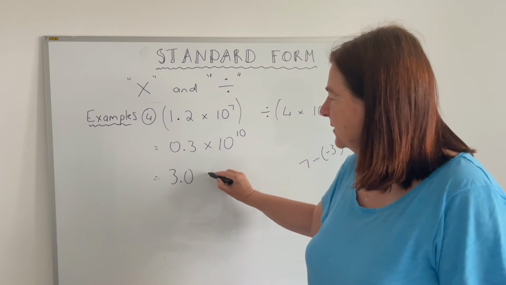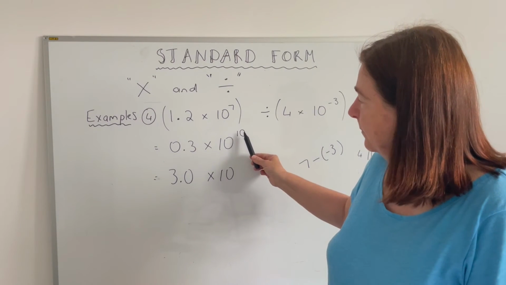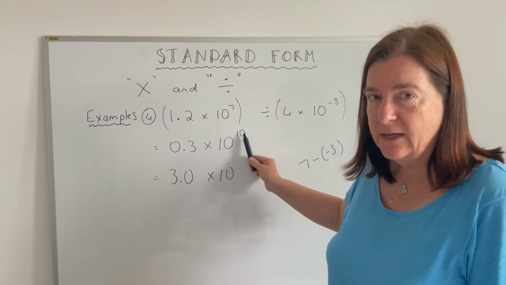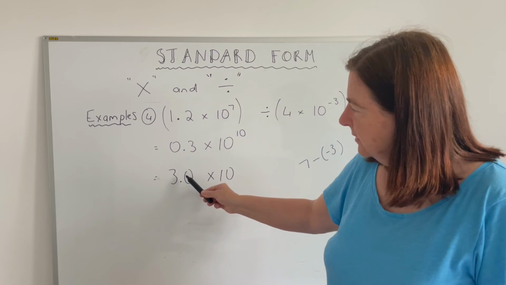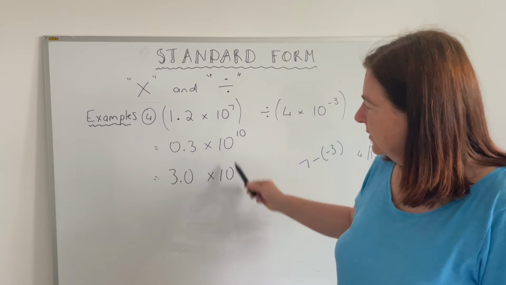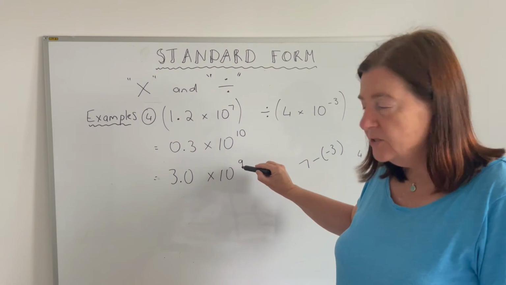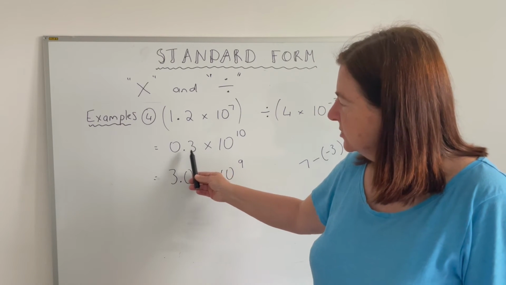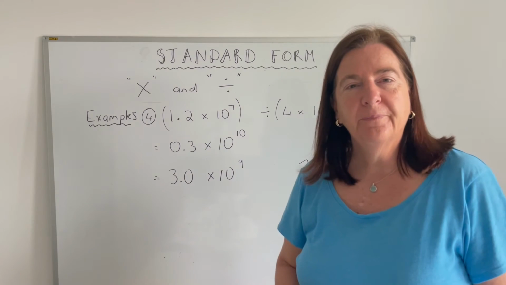So 3.0 times 10. Now once again, the question, does that go up? We've only moved the decimal one place. Does it go up to 11 or down to 9? Remember, this has got bigger. So if that's got bigger, this must get smaller. So 10 goes down to 9. Why down to 9? Because I've only moved the decimal one place. So because I've moved that one place and it's got bigger, that must get smaller.